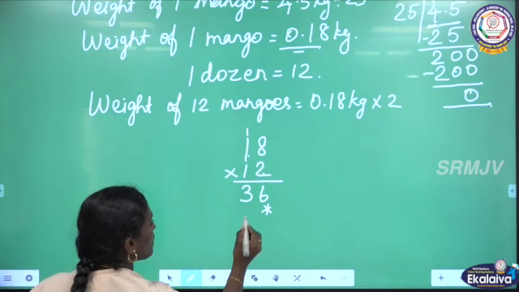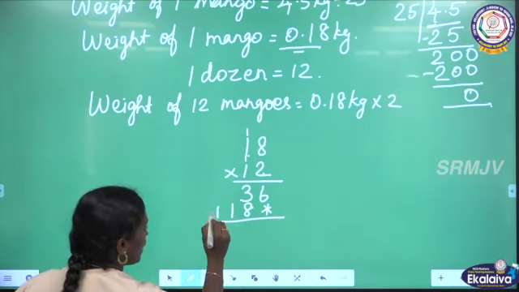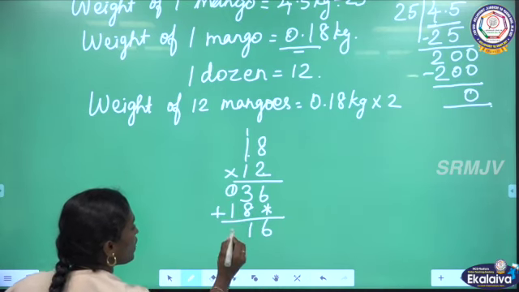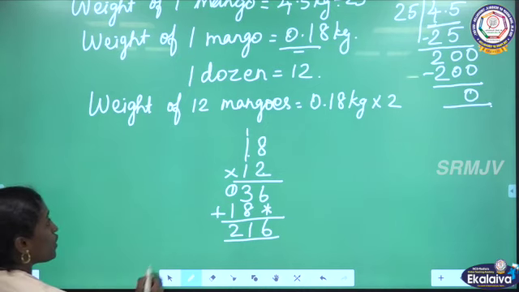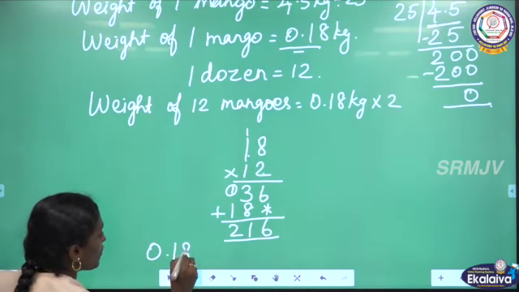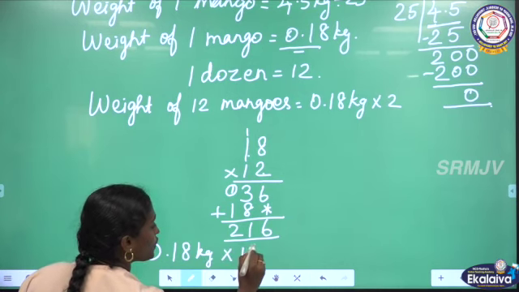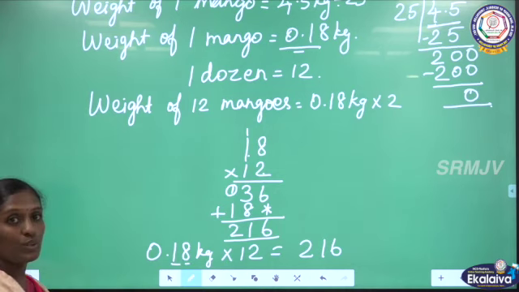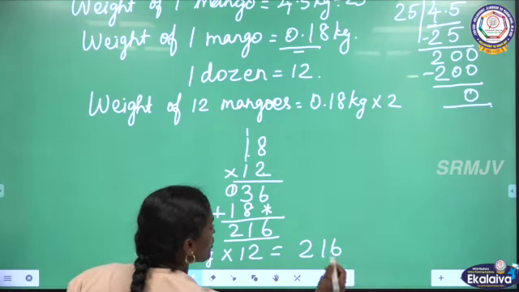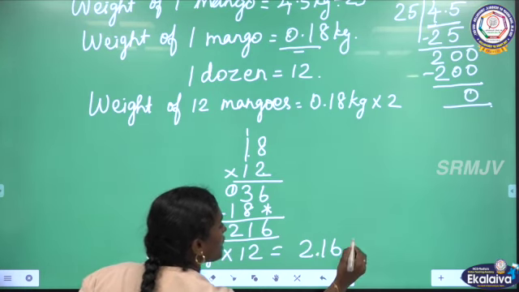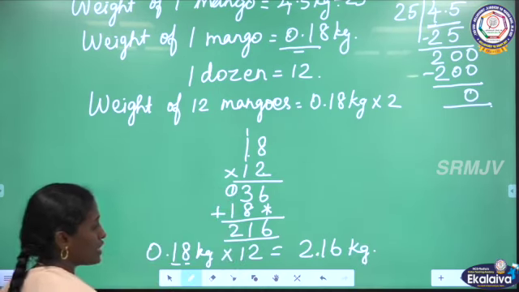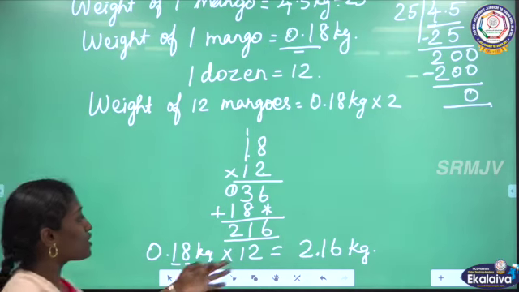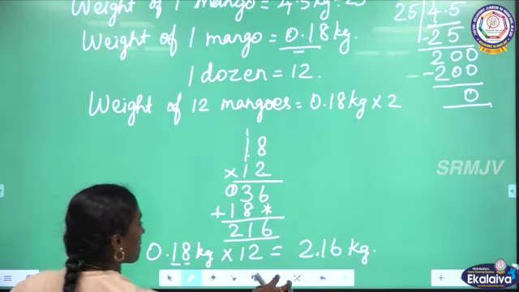While multiplying a number by 1, we will get the same number. Now we have to add. Here 6, 8 plus 3, 11. 1 here, 1 carry over. 1 plus 1, 2. Now we got 216. But the given question is 0.18 kilogram into 12. Here how many decimal places? 2 decimal places are there. So in the answer also we need 2 decimal places. So from the last, before 2 digits we have to keep the decimal point. So the weight of 12 mangoes is 2.16 kilogram.